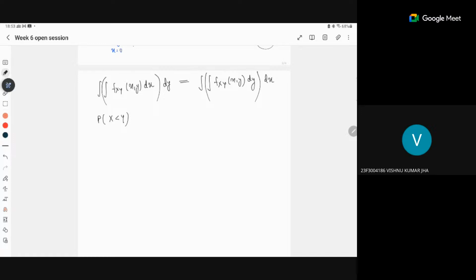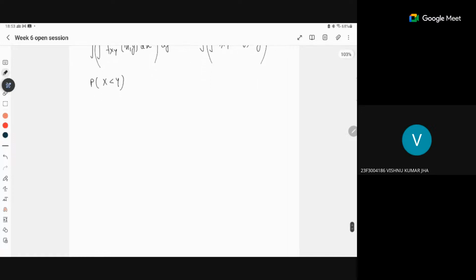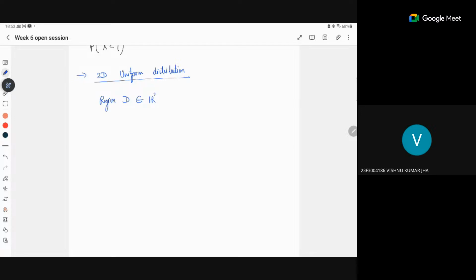Okay, so we'll now move to a general case for the uniform. For any 2D uniform distribution, let's say you have some region D which belongs to R2. Let's say this is my xy axis, this is my x, this is my y, and I have some region, this is my D. I'm saying the area of this D is given by mod of D, the absolute value of D. We are denoting it like this.